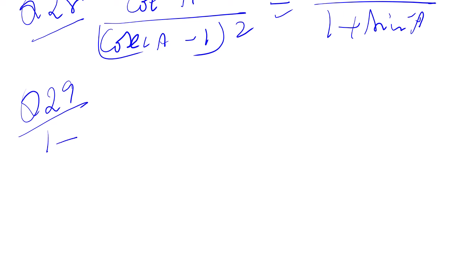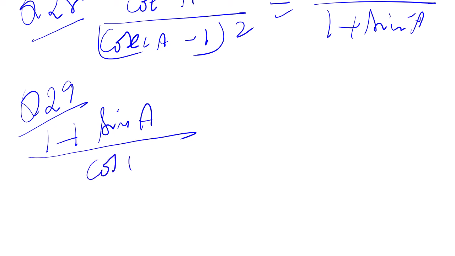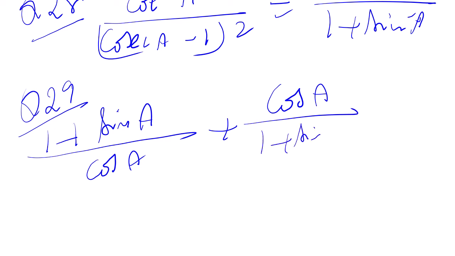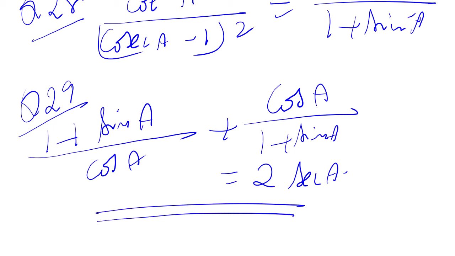Question 29. (1 plus sin A) upon cos A plus cos A upon (1 plus sin A) is equal to 2 sec A. Okay. Try to do this. If you don't get it, ask me doubts, and then we will proceed further in our next class.